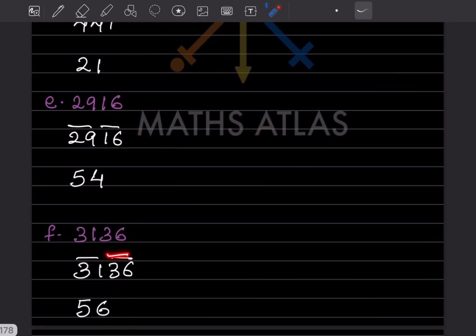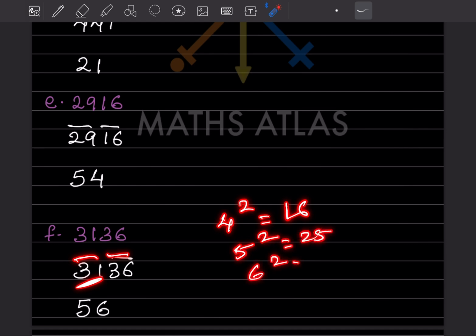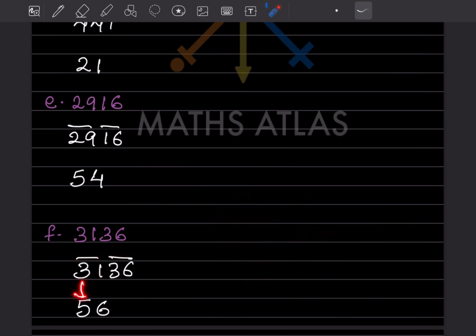Again here you are going to look at this 31. 31 means 4 square is 16, 5 square is 25 and 6 square is 36. So 36, because this is 31, so you can take your 5. Now here 6 means it can be 6 square is 36. So this is the only possibility with 6.